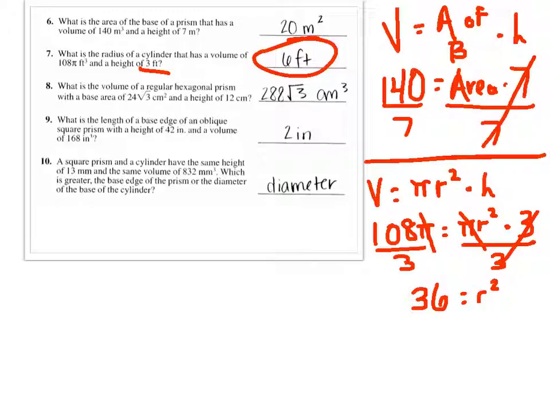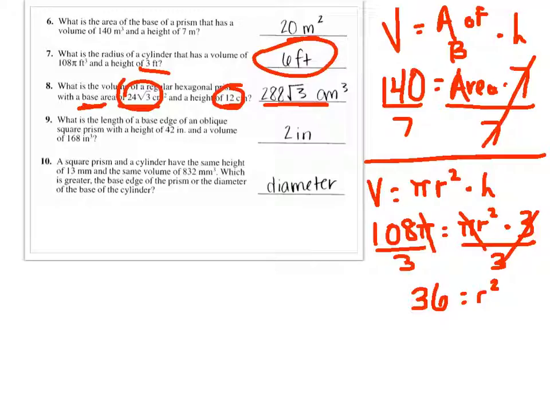For number 8, what is the volume of a regular hexagonal prism with a base area of 24 square root of 3, and a height of 12? I know this looks tough, but the base area and the height are what we multiply to get volume. So you simply multiply this times this, and you get that. I wouldn't give you something with a square root on a quiz or a test, so don't worry too much about that.